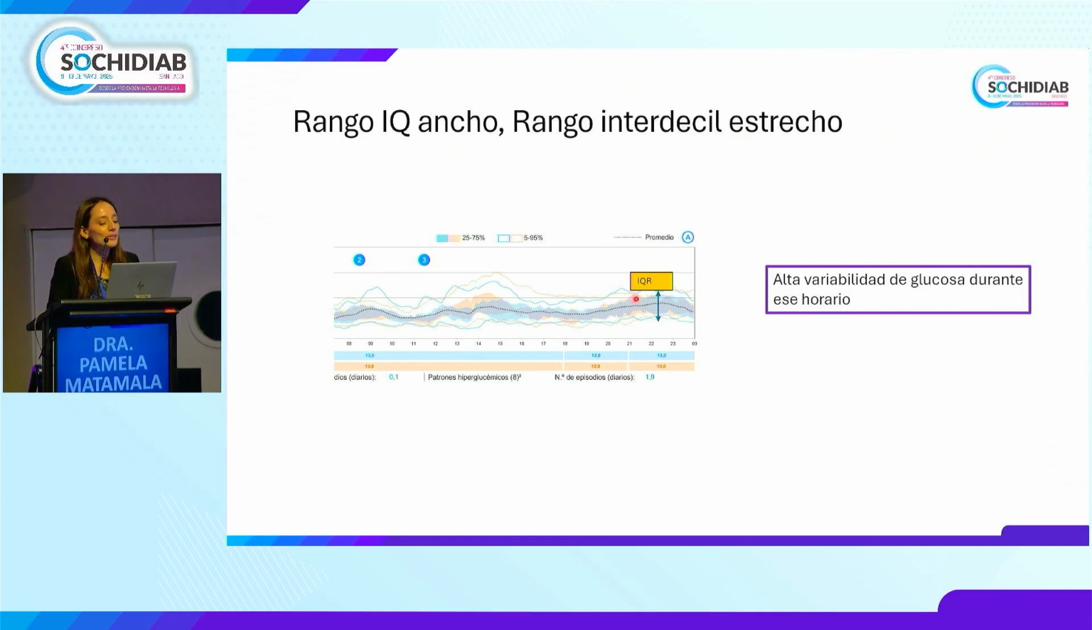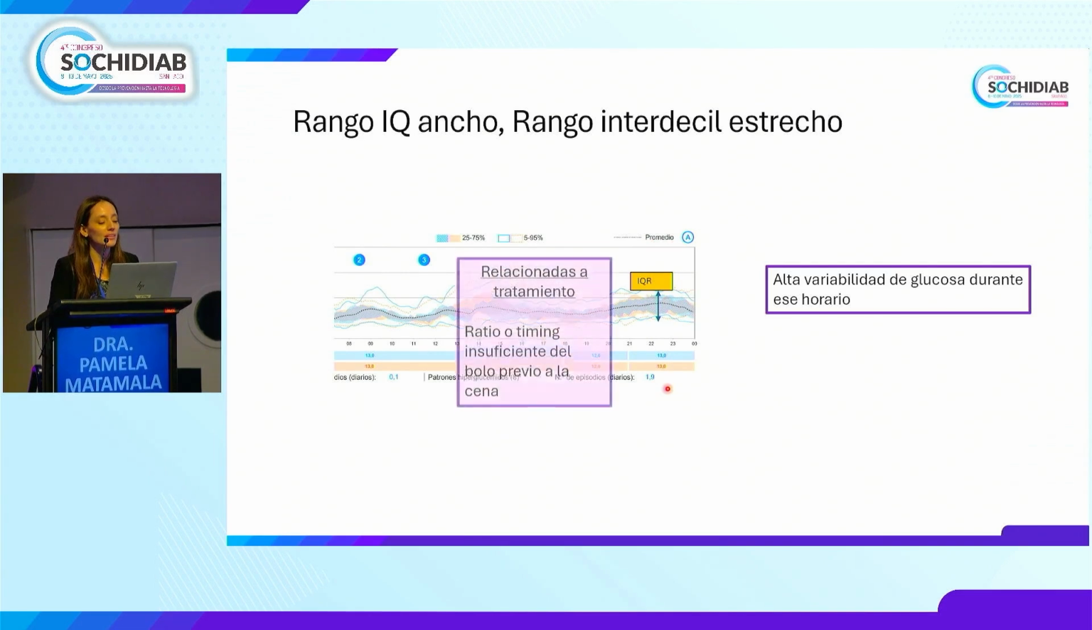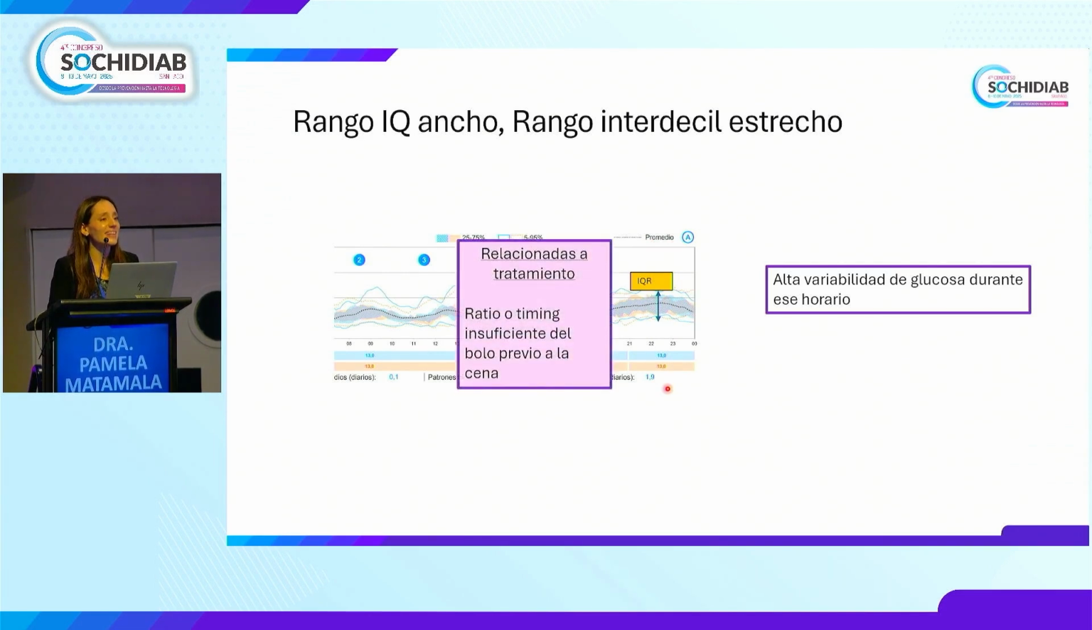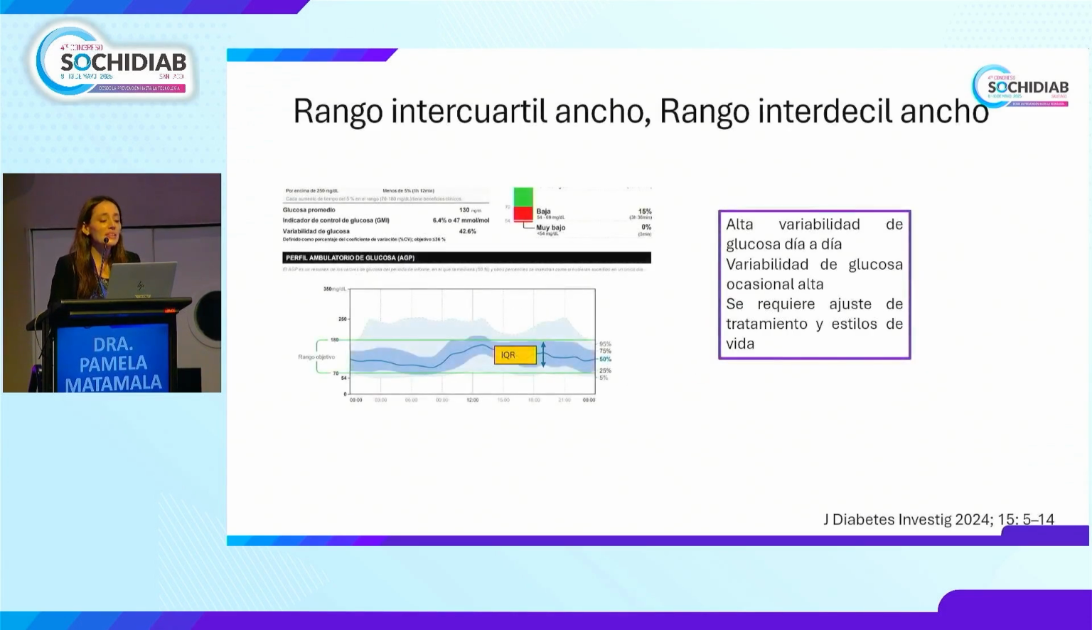alcohol. What happens if we find an interquartile band that is very thick and an interdecile thin? Interquartile range is the one that applies more precision to treatment. If we find lots of variability of glucose in this time of day, it's probably related to treatment, insufficient ratio or timing, in this case before dinner.